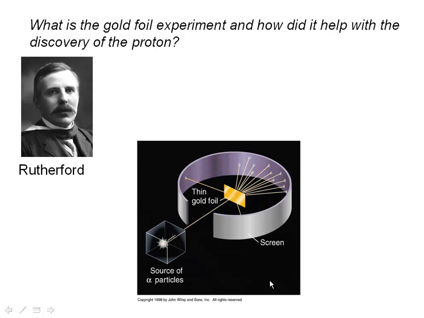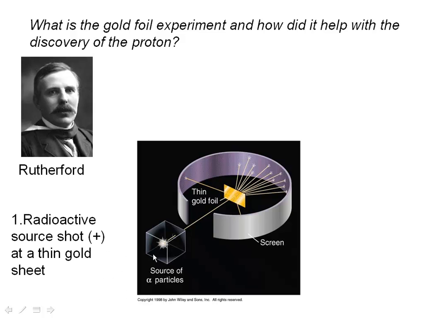You have this picture in your notes. This is a picture of the setup of the gold foil experiment. So let's go through and look at what happened. Number one, this radioactive source in the black box has alpha particles in it that shot positive particles at a thin gold sheet. So these alpha particles are positive particles that were from a radioactive source. So I want you to know that these alpha particles being shot here have a positive charge.